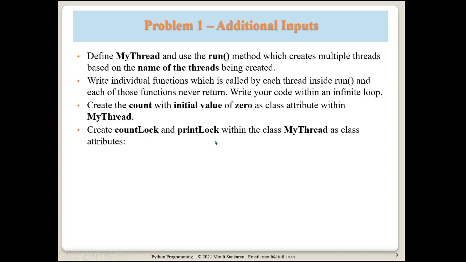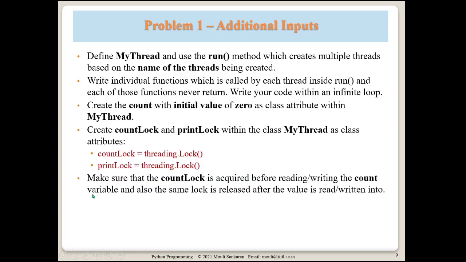Create a count lock and a print lock within the my thread class. I will tell you what the code to use is. This is the one. Threading.Lock is a lock creation, and you are creating a count lock and print lock. You keep it inside the my thread only, so that it is common across all the threads. They are going to use the same lock, so they need to have the lock object accessible to them. I'm keeping it inside the class itself so that it is within the thread class.